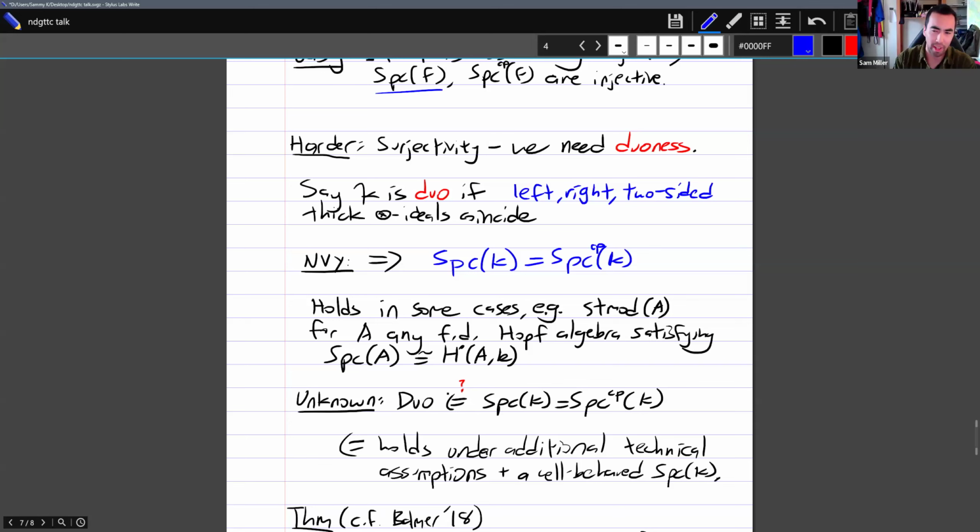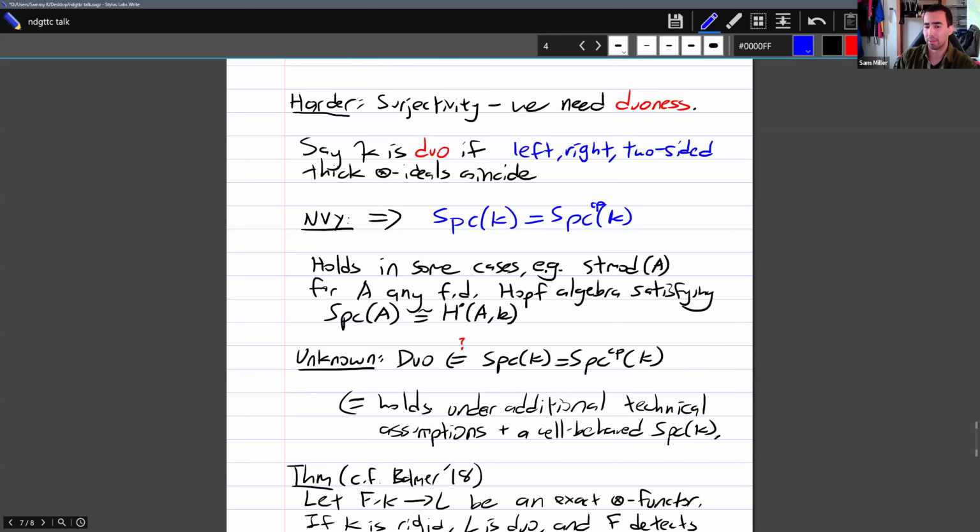It's unknown, at least to me, if the converse holds: if the spectrum is the complete prime spectrum, then is your category duo? But you can show that it holds under some additional technical assumptions that I don't know how to get rid of, and also that your spectrum is sort of well behaved.